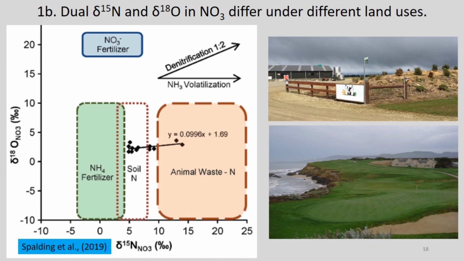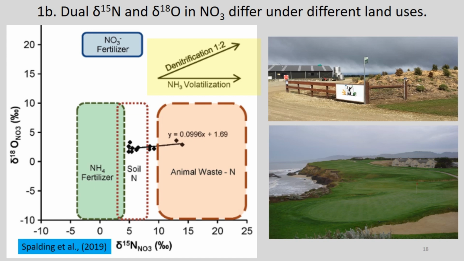And more recently, people have used what's called a dual isotope comparison, where you get fields based on N15 in the nitrate and oxygen 18 in the nitrate. And this is a figure from Spalding et al. 2019. So if we were going to look at, say, a golf course where they use NO3 fertilizer or NH4 fertilizer, we'd expect groundwater, if it's impacted, to be in that NH4 fertilizer, NO3 fertilizer area. Animal waste, say if there was some animal waste from this dairy, that would be over in here, and natural soil N would be in here. So these are the data.